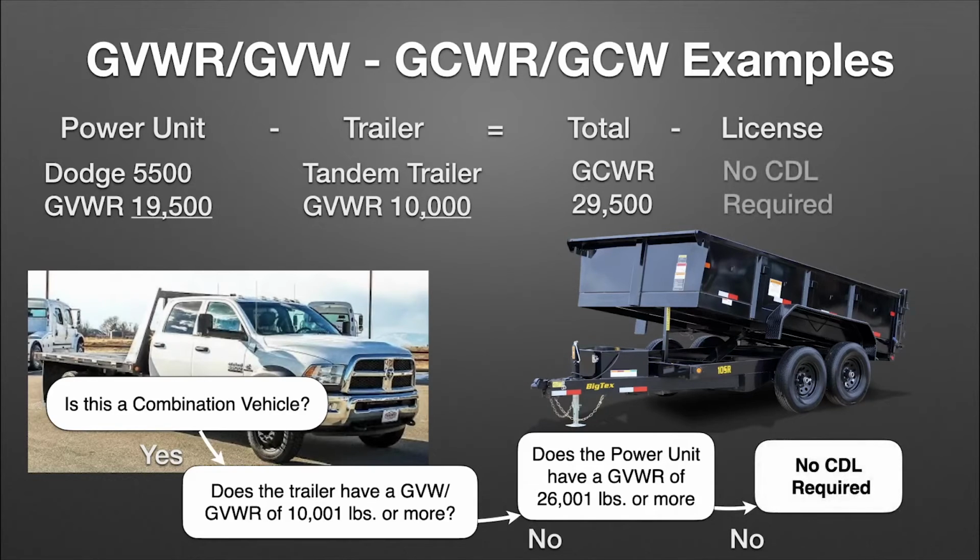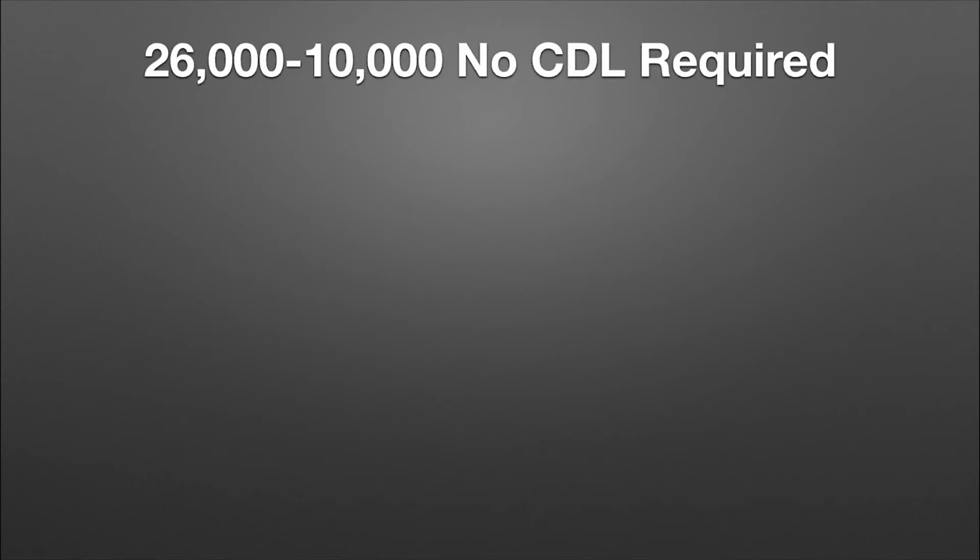Now, this one, a lot of people struggle with, because it's been ingrained in our heads for years and years: anything over 26,000 pounds has to have a CDL. Well, folks, it's not true. I'm sorry to tell you. This is a combination. Technically, the largest combination that you can have going down the highway is a 26,000 pound power unit pulling a 10,000 pound trailer weight rating.